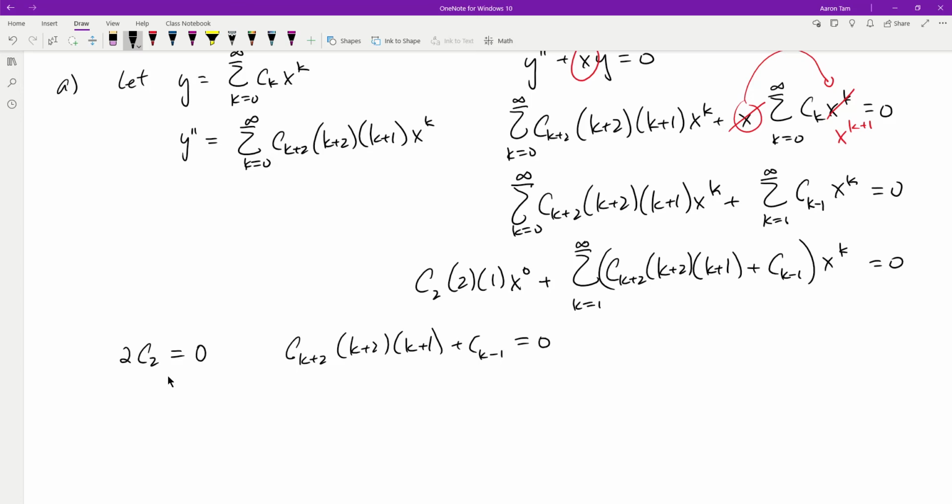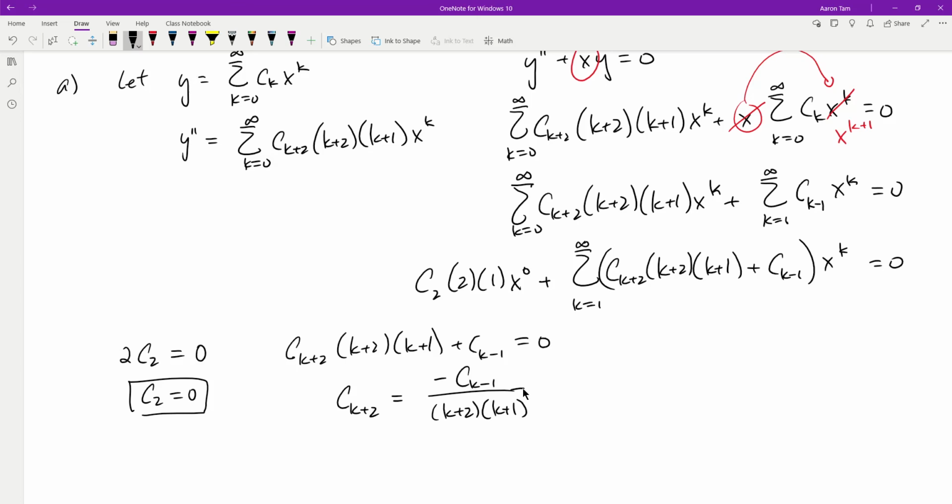Notice that this first one tells me that c sub 2 must equal 0 to begin. No other way. The second one tells me that c sub k plus 2 should equal negative c sub k minus 1 over k plus 2, k plus 1.